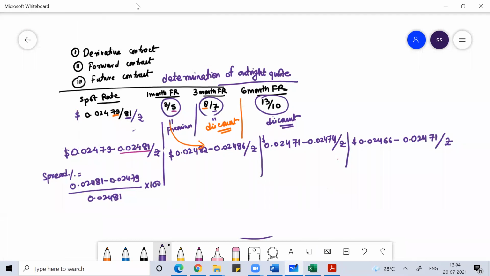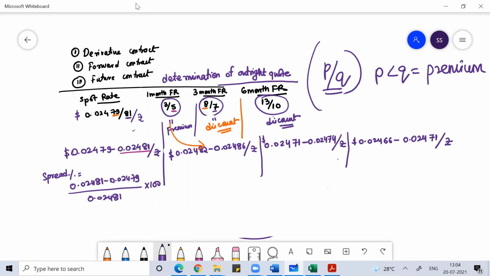Whenever you see an outright quote in P by Q, if P is less than Q, then your forward rate is at premium. When it is at premium, add that outright quote to the spot rate. While if P is greater than Q, then your forward rate is at discount. If your forward rate is at discount, then subtract the outright quote from the spot rate. Anyone, any doubt?